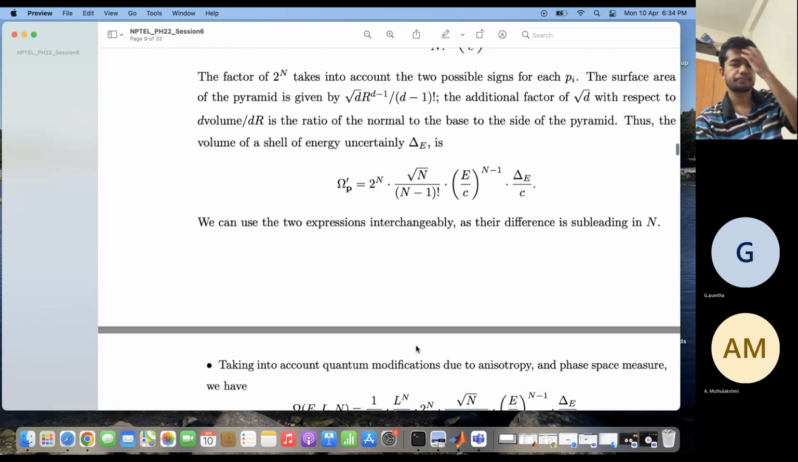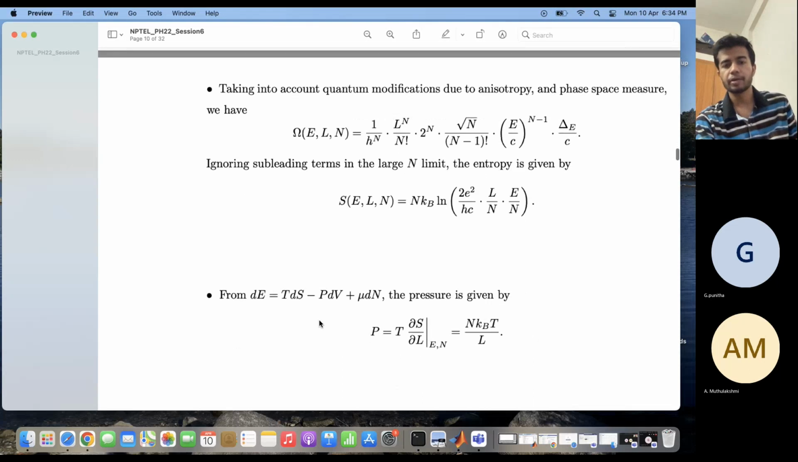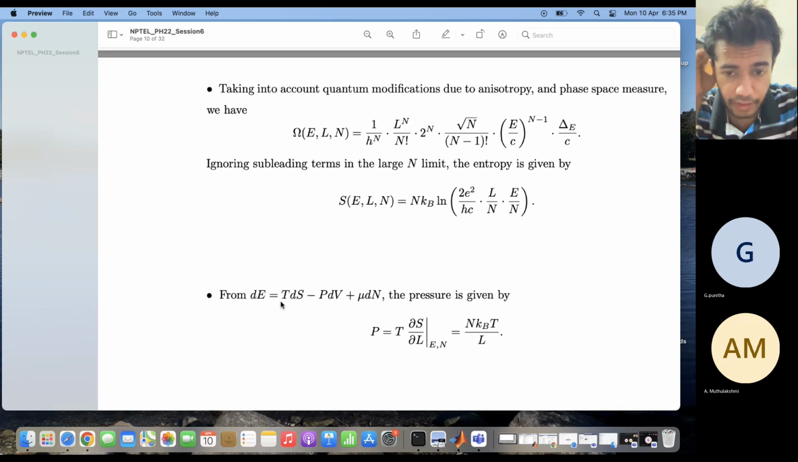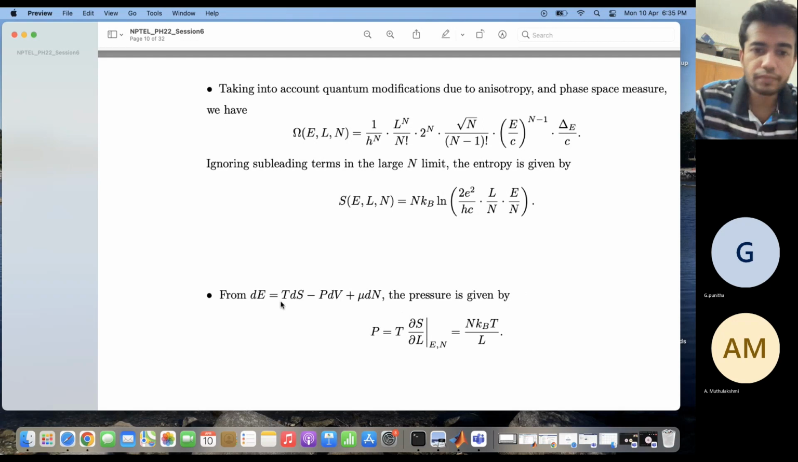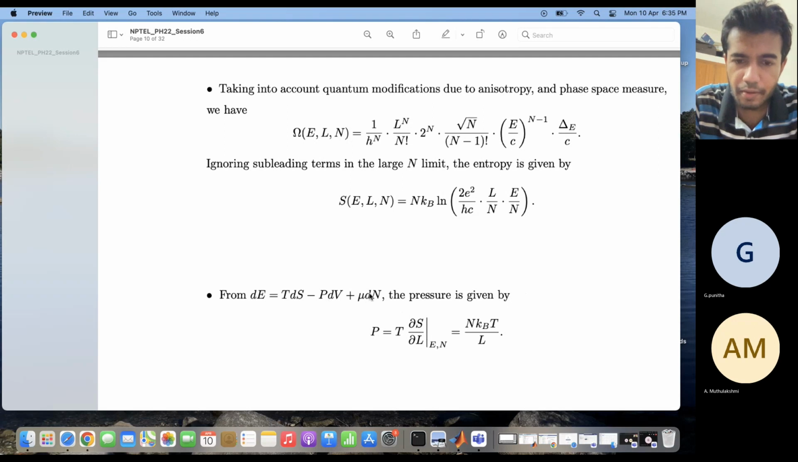So what is pressure? Pressure comes from the first law of thermodynamics. Okay, so dE is equal to TdS minus PdV plus mu dN. From this, I get P is equal to T into del S, del L, right? So basically, I set dE equal to 0, and dN is also equal to 0 because we are working in the microcanonical ensemble. Here E and N are constants, right?